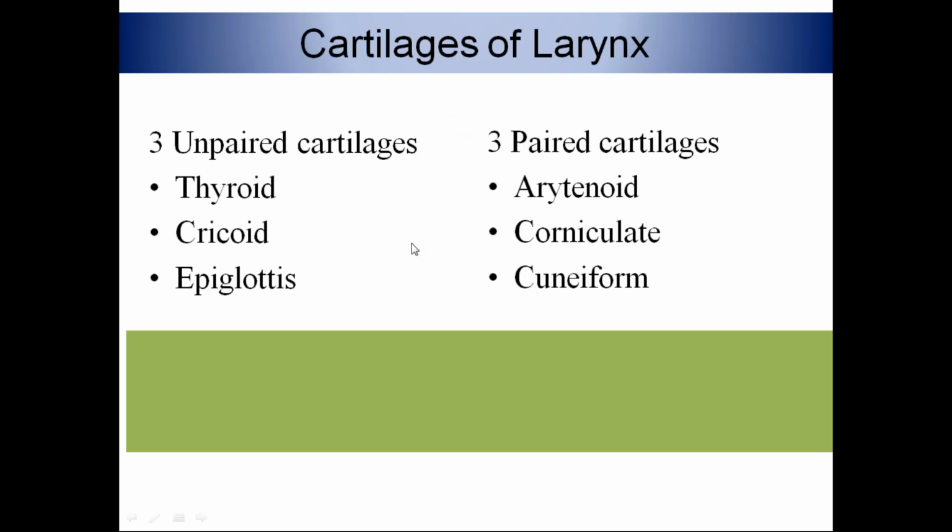Totally, there are 9 cartilages of the larynx. Out of this, 3 are unpaired and 3 are paired cartilages. The 3 unpaired cartilages are thyroid cartilage, cricoid cartilage, and epiglottis. The 3 paired cartilages are arytenoid, corniculate, and cuneiform. So totally 9 cartilages.